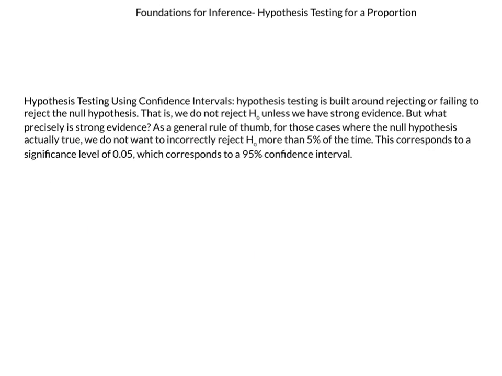And at this point, I'm going to mention hypothesis testing using confidence intervals. Hypothesis testing is built around rejecting or failing to reject the null hypothesis. That is, we do not actually reject H0 unless we have strong evidence. But precisely what is strong evidence? As a general rule of thumb, for those cases where the null hypothesis is actually true, we do not want to incorrectly reject H0 more than 5% of the time. So that's what our 95% confidence interval is. This corresponds to a significance level, which we denote with alpha, of 0.05.